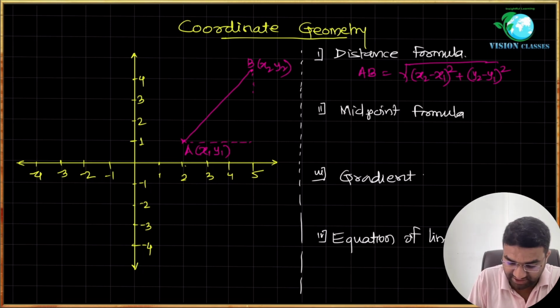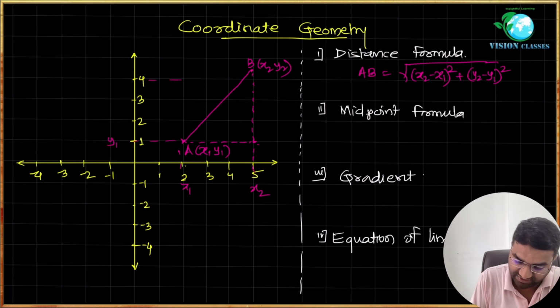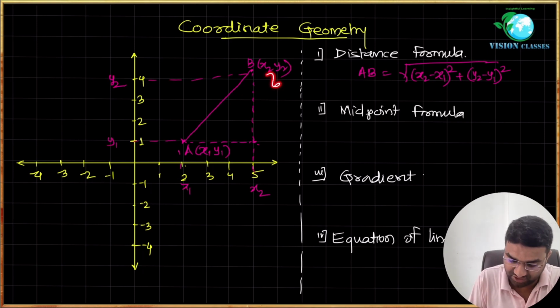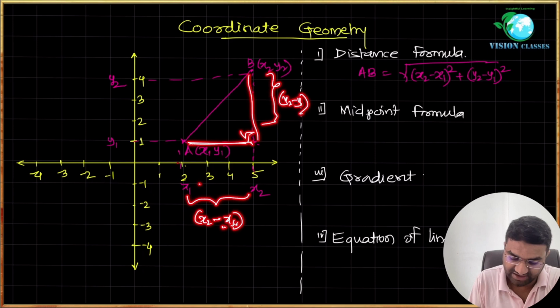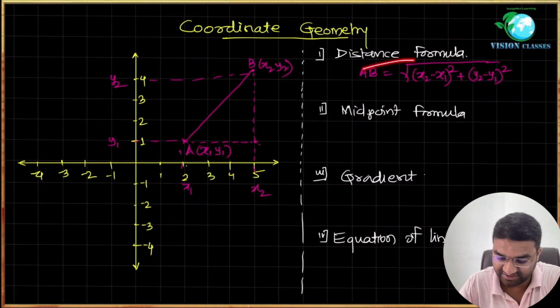Here, if we take this point, this is x2 and this one is x1, and here y1 and this one is y2, right? So this whole part is y2 minus y1, and this whole part is x2 minus x1, fine. That gives us this distance and this distance. We can utilize the Pythagoras theorem to calculate AB, fine. So that's the distance formula, got it?